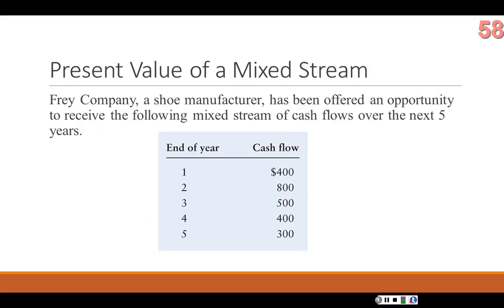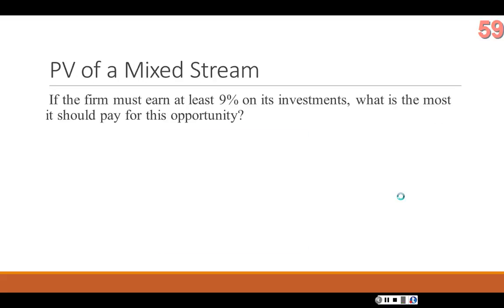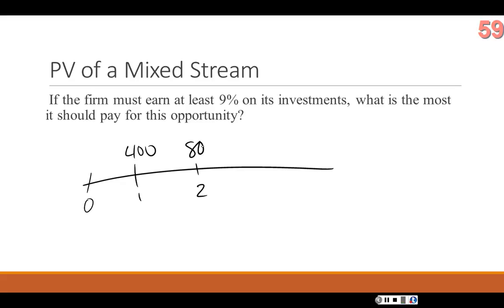So what if we wanted to find the present value of a mixed stream? They can receive each of these cash flows every year, and they want to know how much this investment would be worth. So at time period 1, they could receive $400. Time period 2, $800. Time period 3, $500. Time period 4, $400. And time period 5, they would receive $300. How much are they willing to pay for this investment?